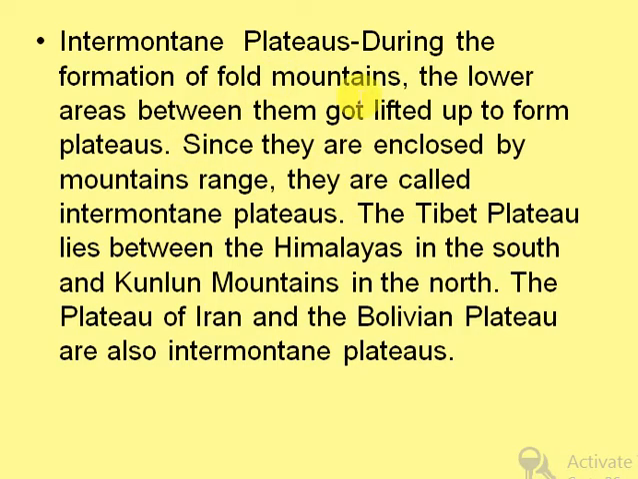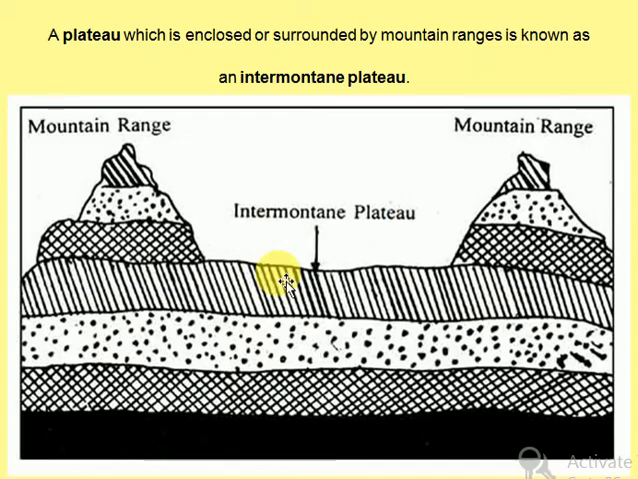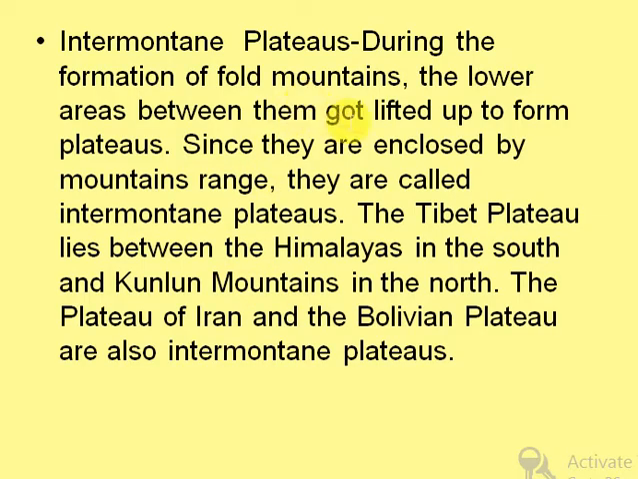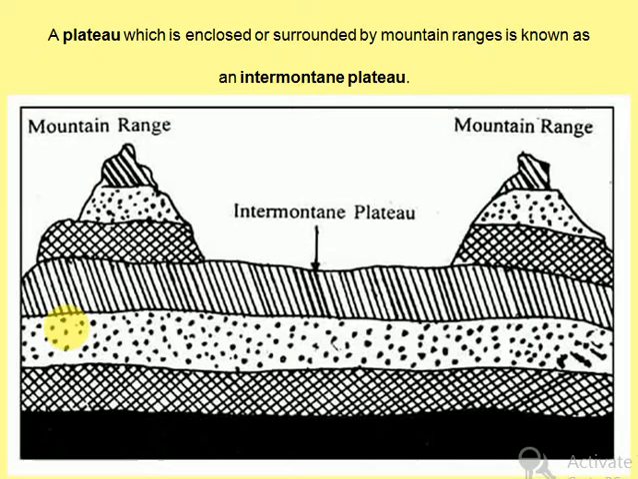So look at the definition again. During the formation of old mountains, the lower areas between them got lifted up to form plateaus. Since they are enclosed by mountain ranges, they are called intermountain plateaus. So the lower areas, this is the lower area. What happened? The lower areas between them got lifted up to form plateaus, and both the sides are mountains. So this is an intermountain plateau.